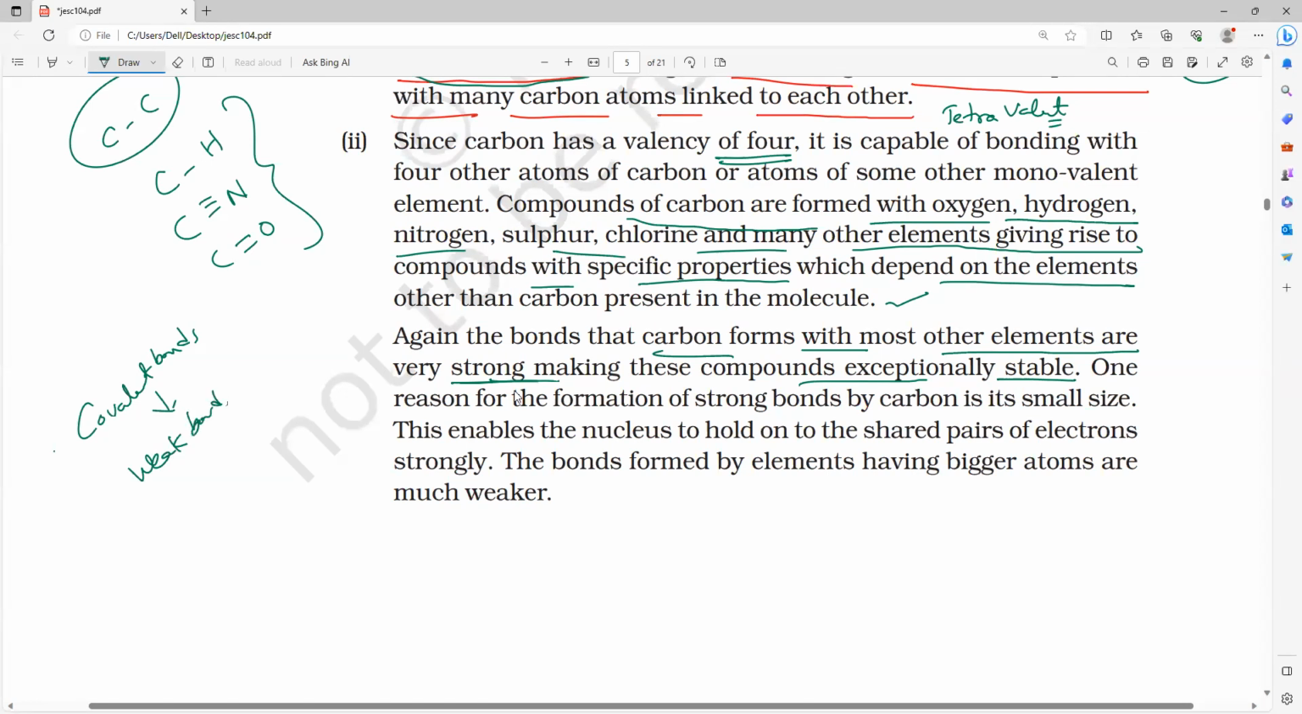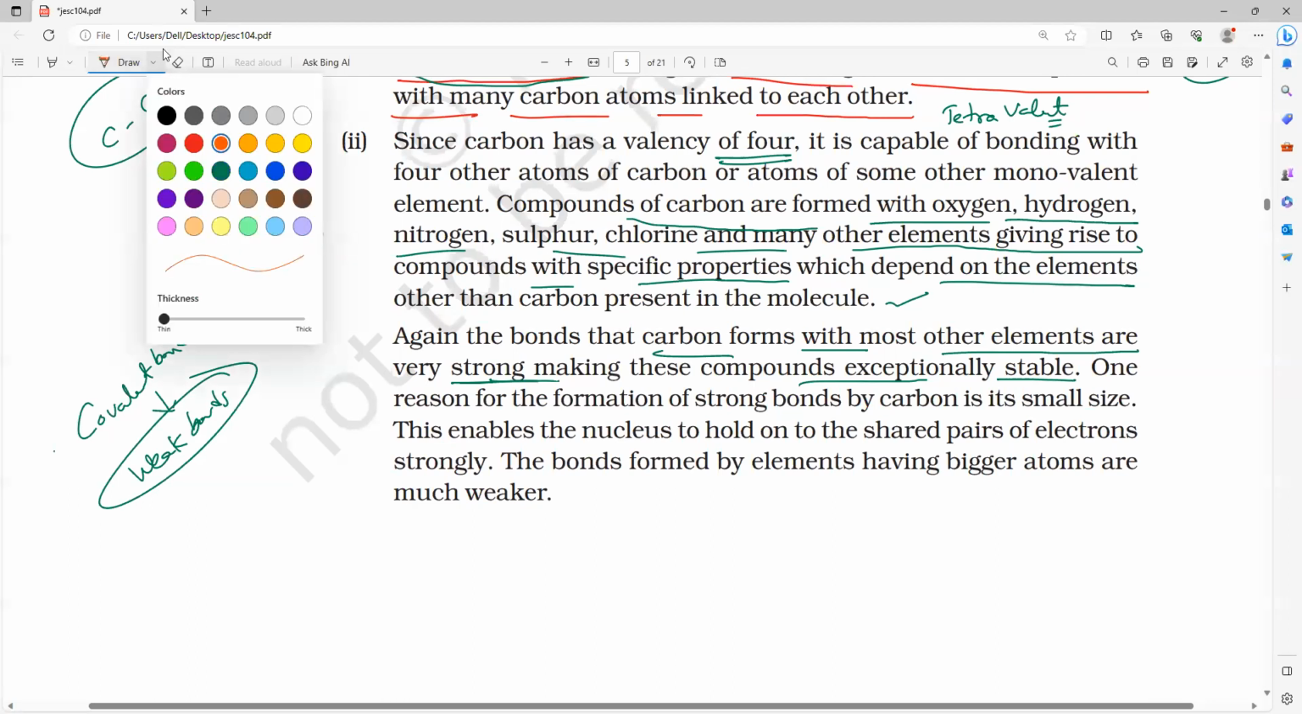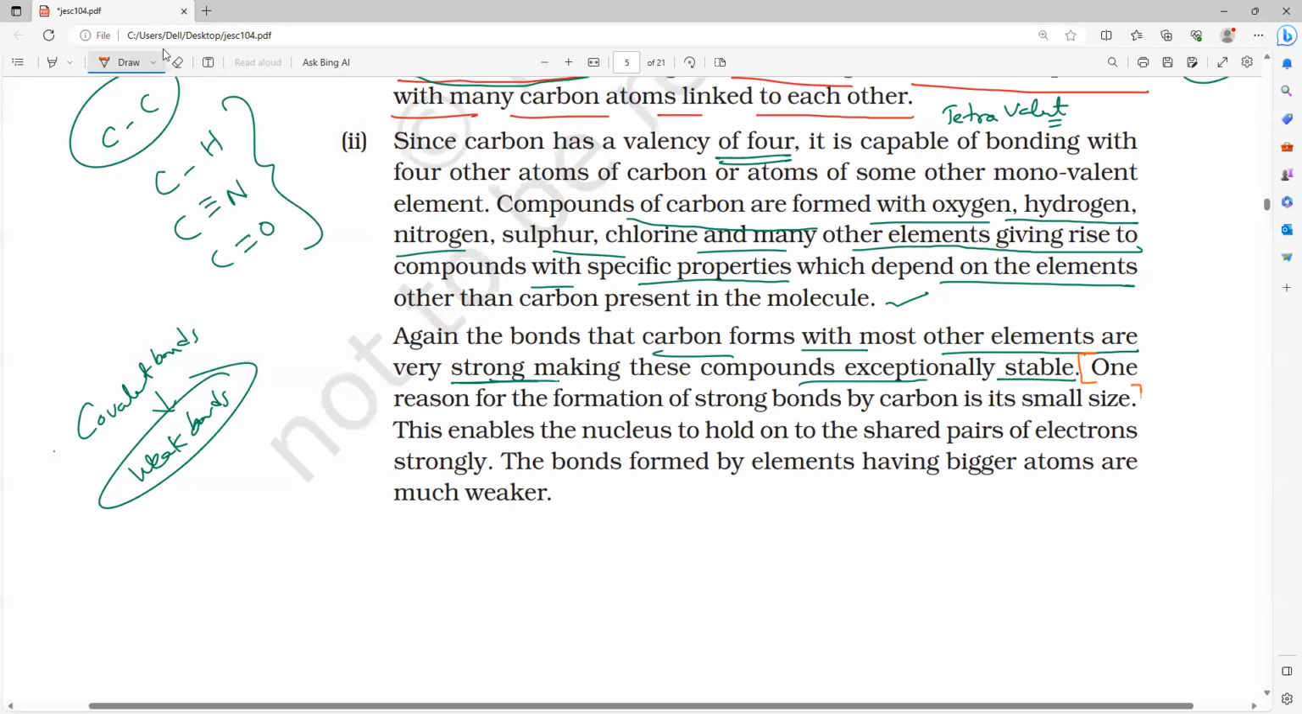Covalent bonds are weak bonds. But why is carbon alone very strong? The reason is here. Everybody, check it, read it and underline it. What is the reason, guys?